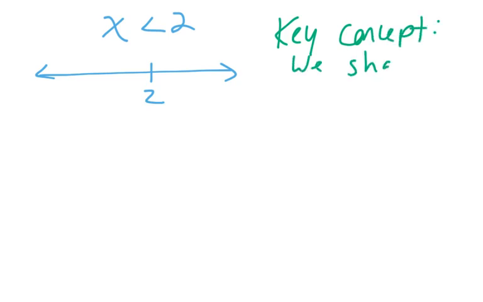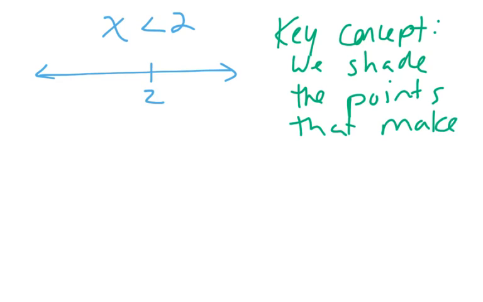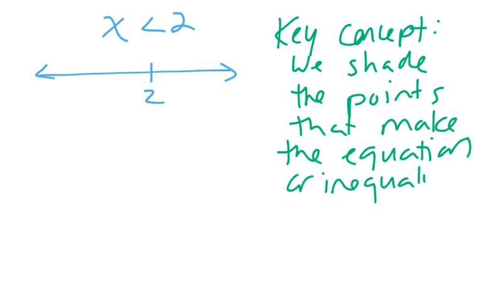We shade or we color or we plot, you can use whatever word you want, the points that make the equation or inequality, in this case, true. And that's really all we've ever done when we've graphed lines. You're graphing all the points that if you plug them into that equation are going to make that equation true. And if you need to go back and rewatch that first video from Unit 4 on graphing a line, I think that's where I spent a lot of time talking about it.